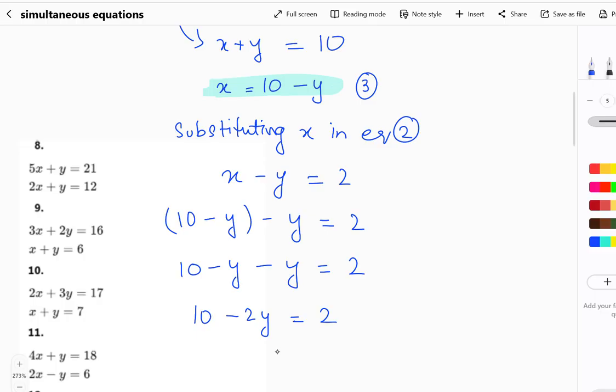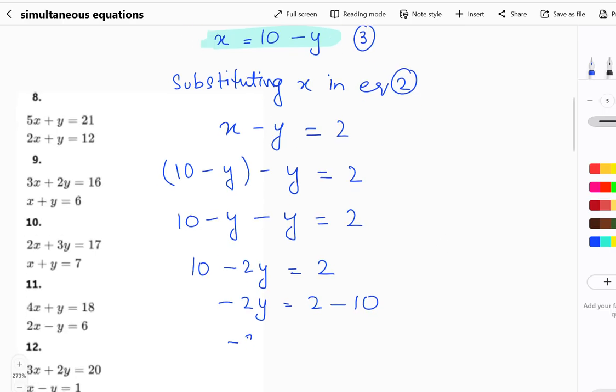The 10. This 10 is positive, right? Because the signs are always on the left side. This 10 is positive. When you move it, you're going to take it away from the other value, this 2. This 2 was right here. You're taking away 10 from here. Now, 2 take away 10 gives you? Minus 8.